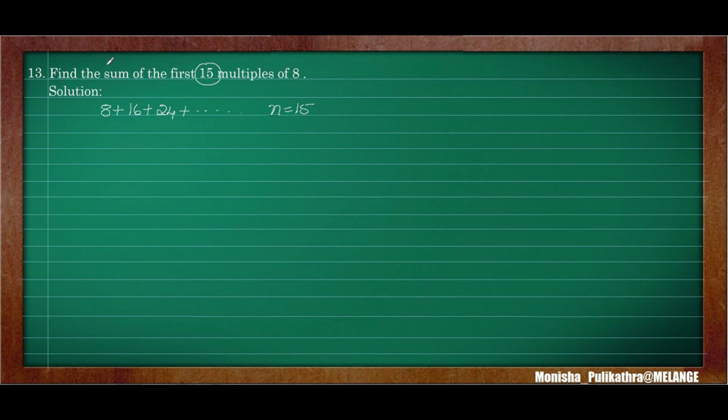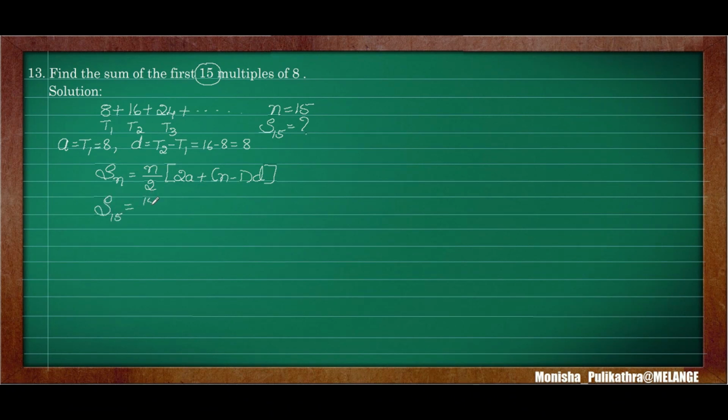Next we need to find the sum, therefore S15. This will be T1, T2 and T3. The first term a is equal to 8. The common difference is T2 minus T1, that is 16 minus 8, equal to 8. We need to apply the Sn formula. Sn is equal to n by 2 into 2a plus n minus 1 into d.